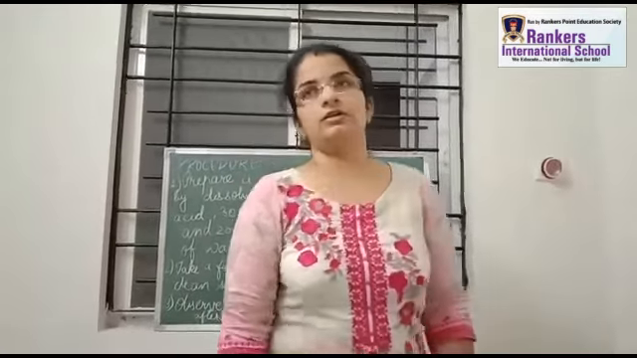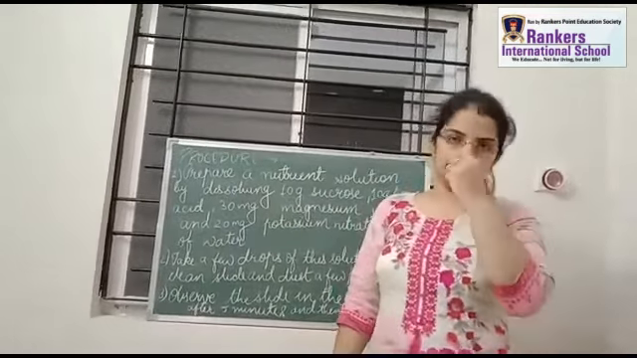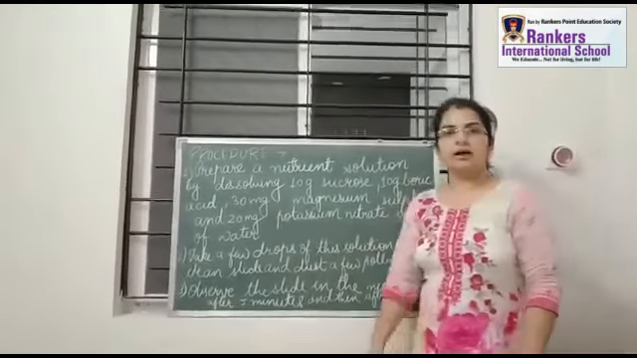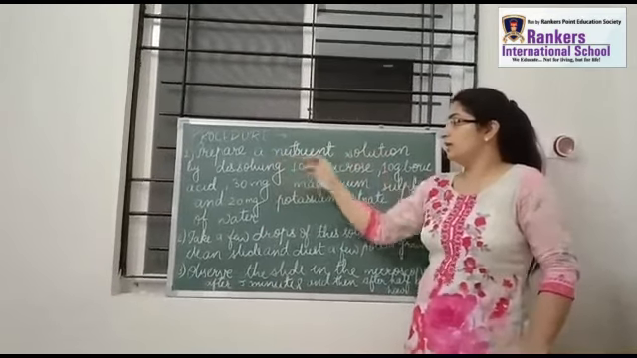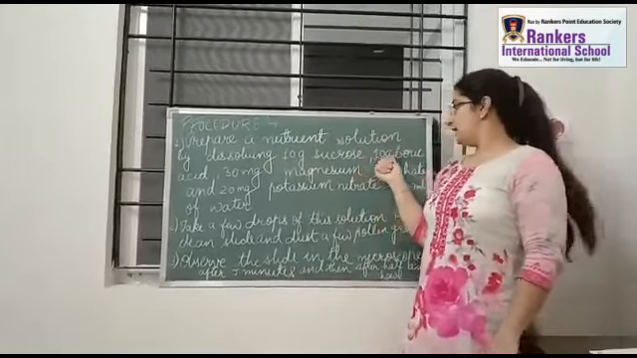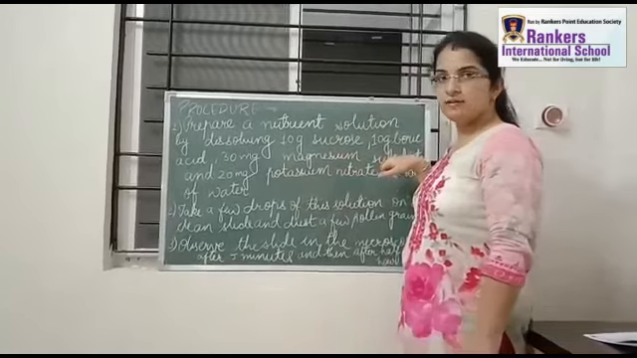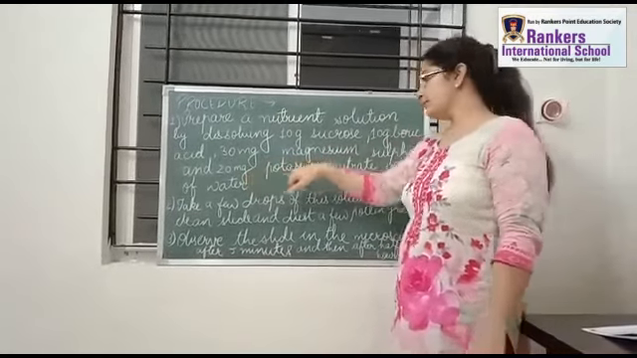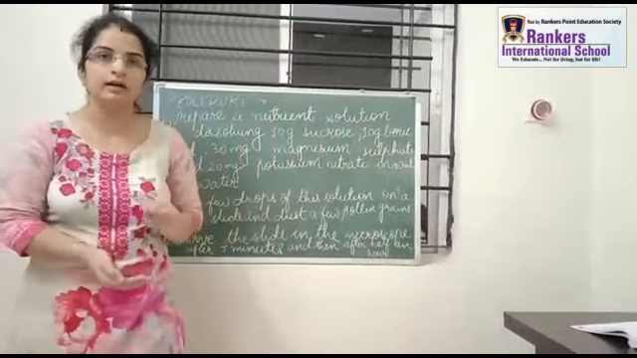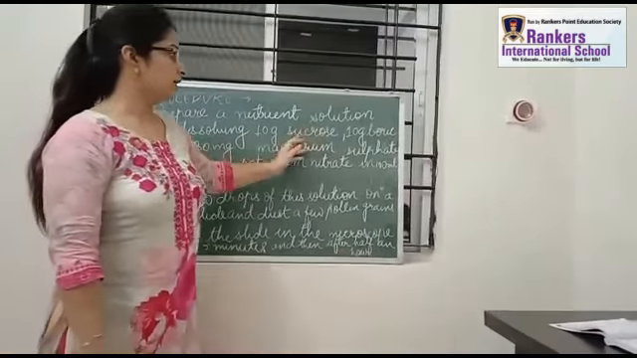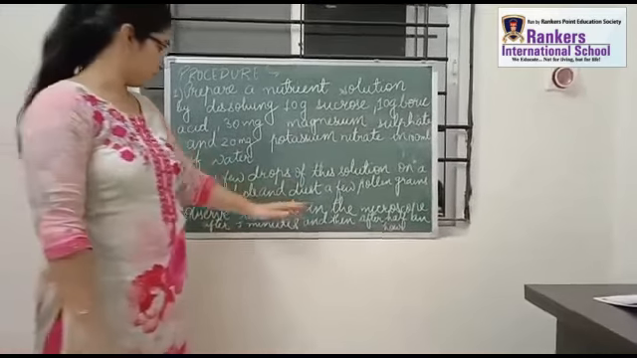This is the procedure of your experiment, the steps you have to follow. First of all, prepare the solution in a beaker. Prepare a nutrient solution by dissolving 10 gram of sucrose, 10 gram boric acid, 30 milligram magnesium sulfate, and 20 milligram potassium nitrate in 100 ml water. Take 100 ml of water in a beaker and mix these quantities of chemicals. Secondly, take a few drops of this solution on a clean slide.